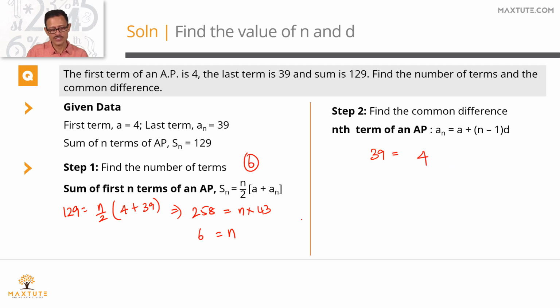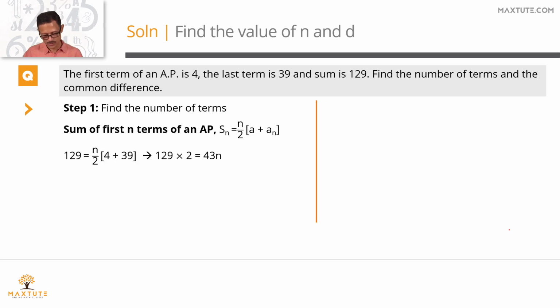We are trying to find out the common difference. How many terms do we have? We have 6 terms. So n minus 1 is 6 minus 1, times d. Take the 4 to the left hand side, that will leave us with a 35. This is equal to 5d. 35 equals 5d. d is equal to 35 by 5, which is equal to 7. Common difference is 7. Number of terms is equal to 6.